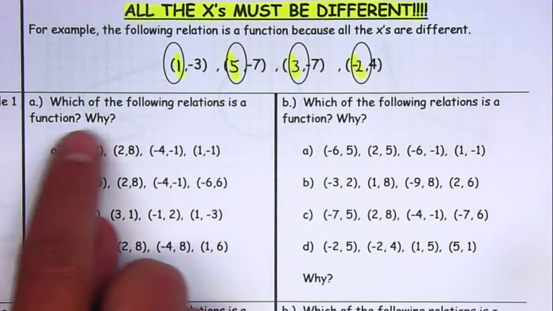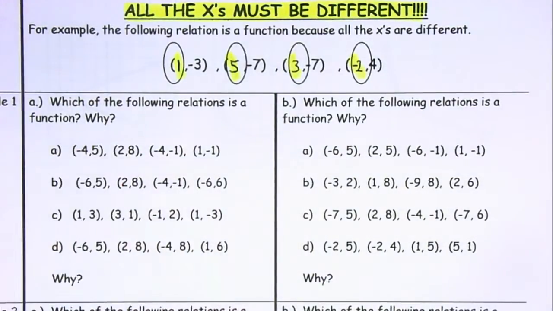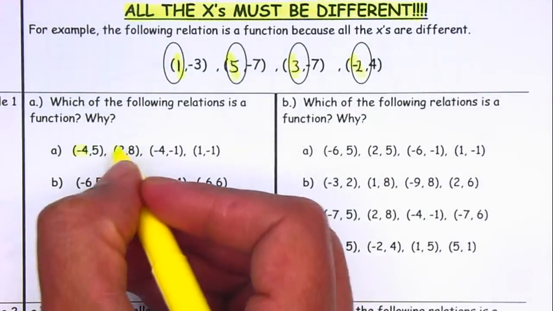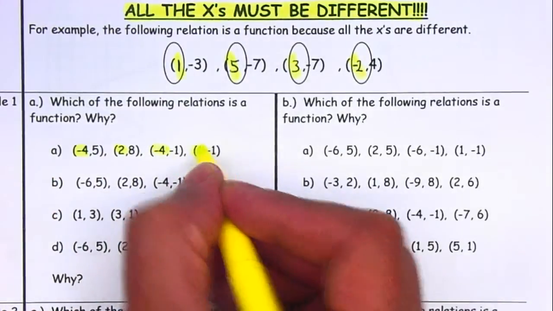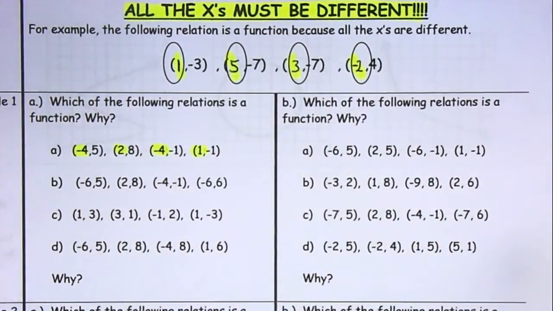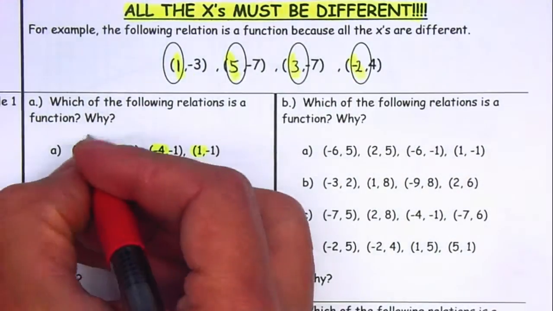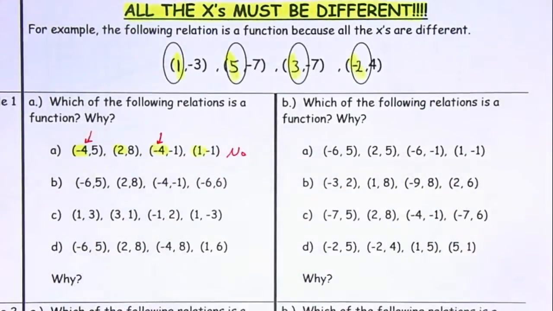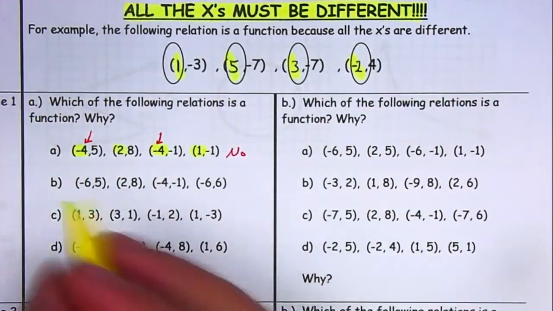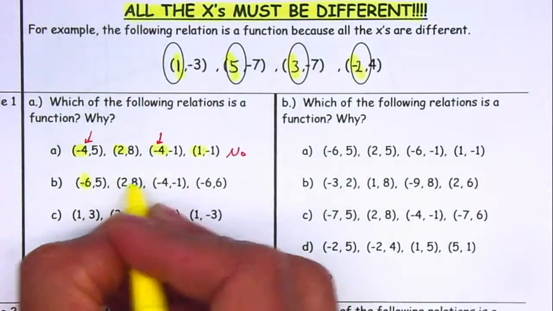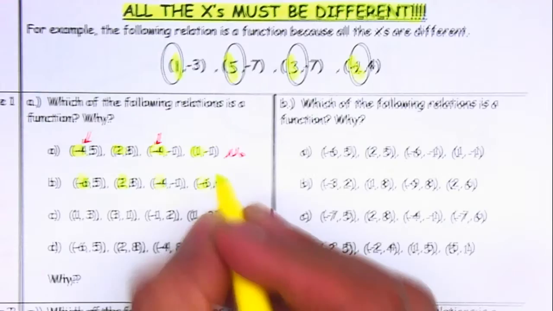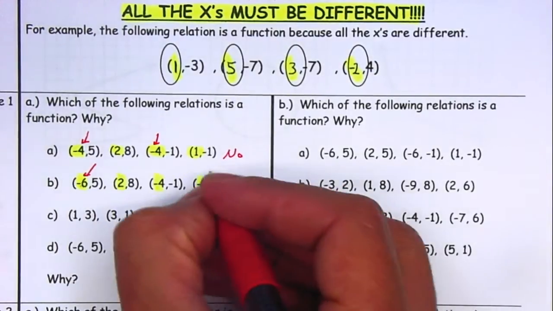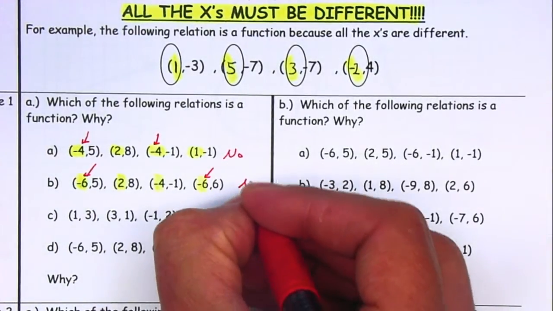Which of the following relations is a function in y? So first, let's look at letter A. With your highlighter, you must highlight your x values. Does anything repeat? The negative 4's repeat. So is this a function? No. Let's highlight the x values. The negative 6 repeats. So is this a function? No.